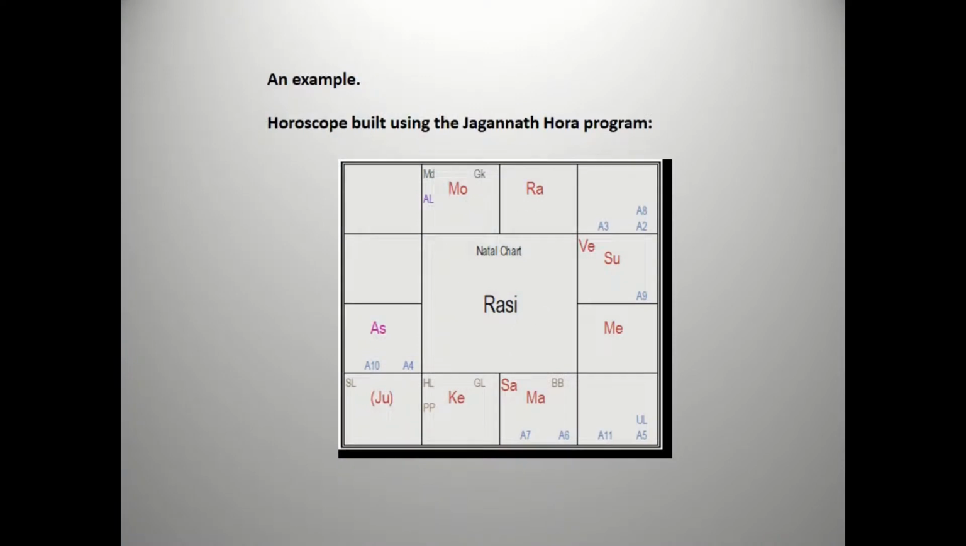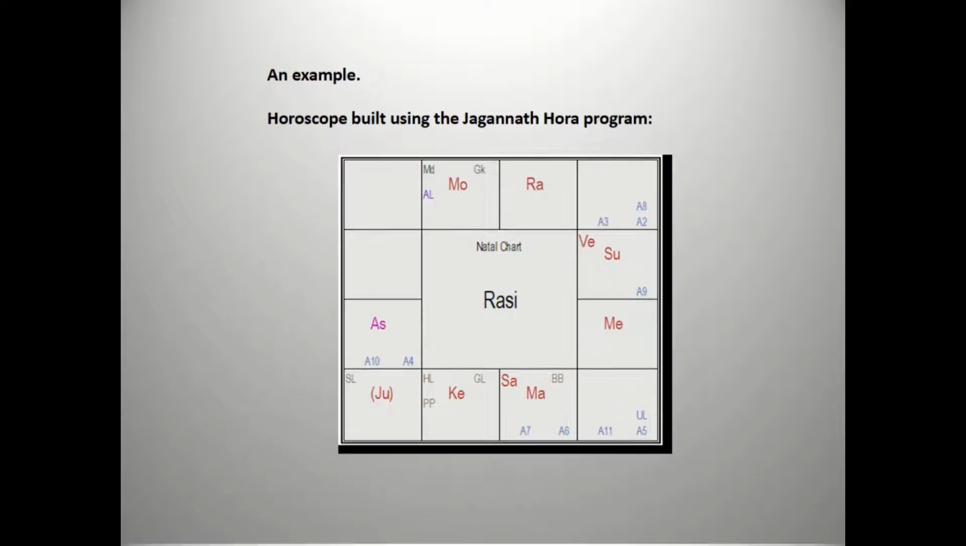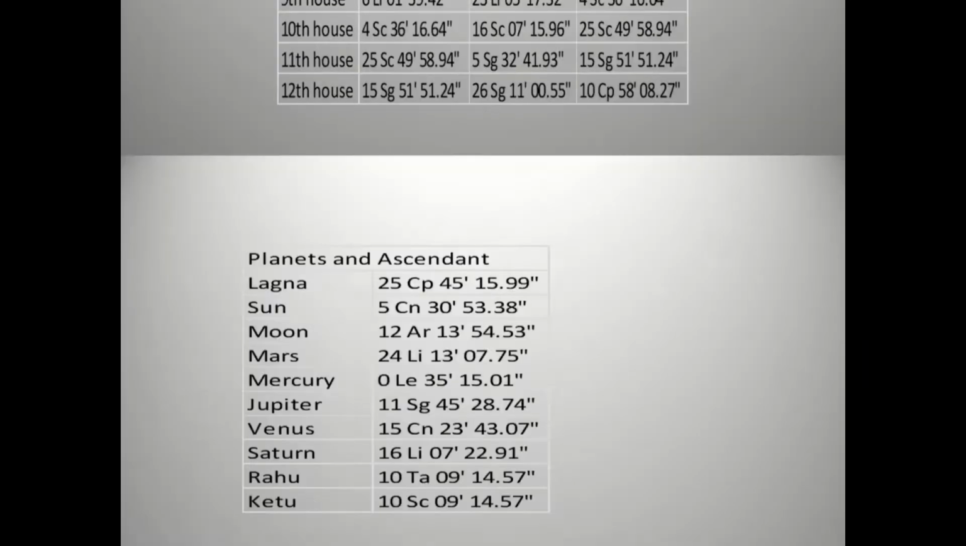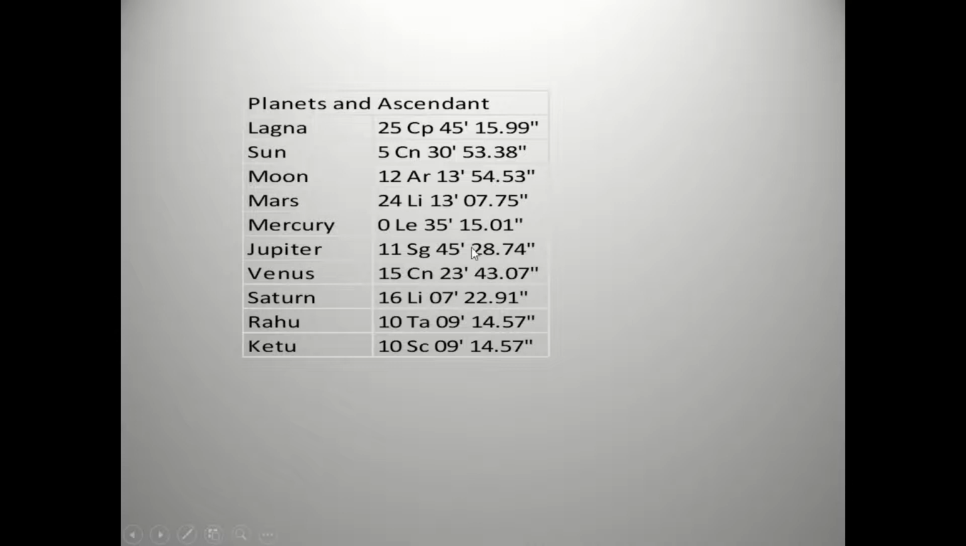Let us give an example of a horoscope built using the Jagannatha Hora program. The boundaries of astrological houses are indicated here: the beginning of the house, the cusp of the house, and the end of the house. The degrees of the ascendant and the planets are given.